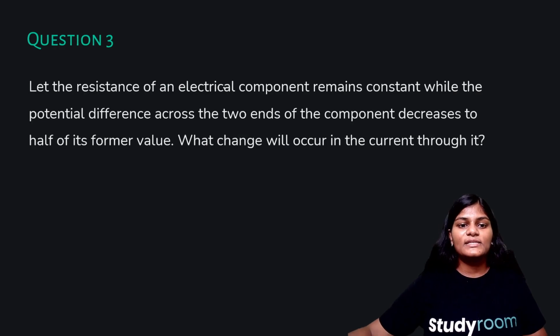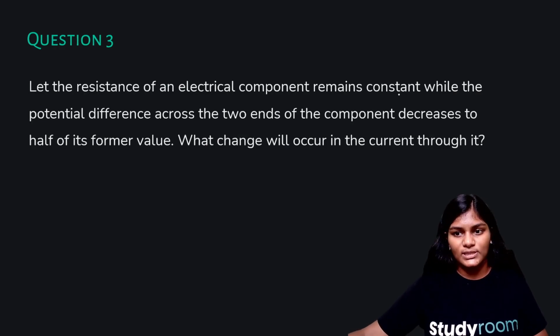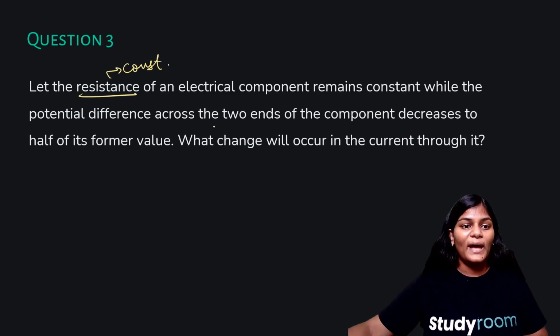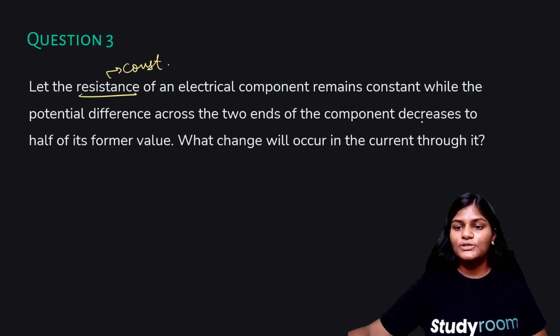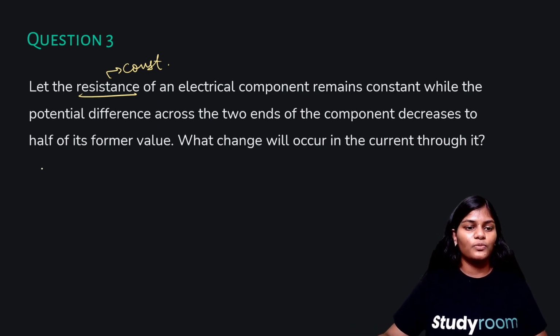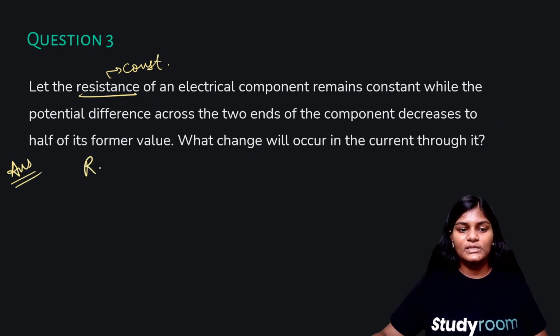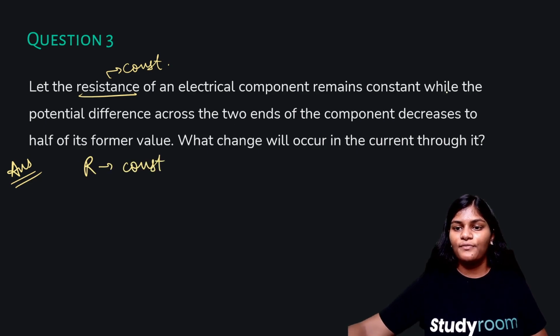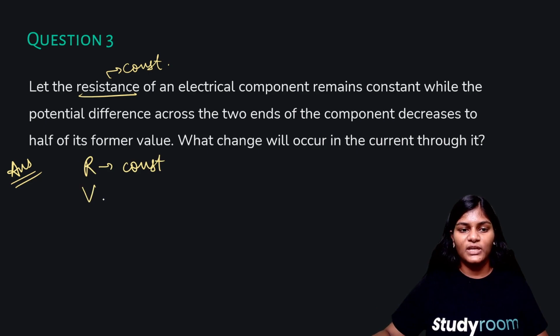It says, let the resistance of an electrical component remain constant. That means resistance is given as constant, while the potential difference across the two ends of the component decreases to half its former value. What change will occur in the current through it? So what do we know the relation to be? We know what all is given here. We are given that resistance is constant. We are given potential difference, or V, changes to half, and then we have to find the change in I, right?